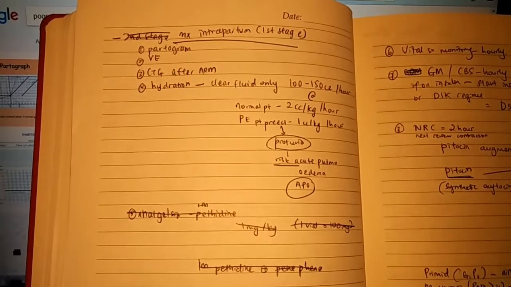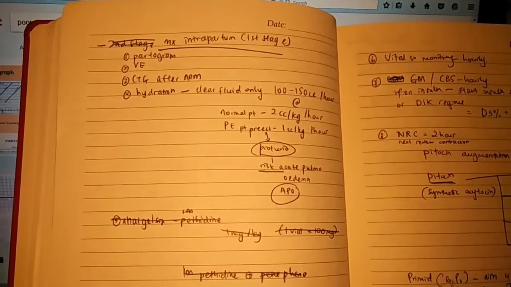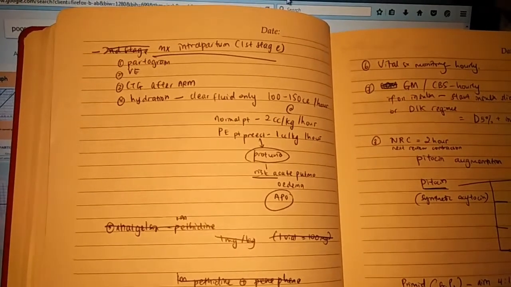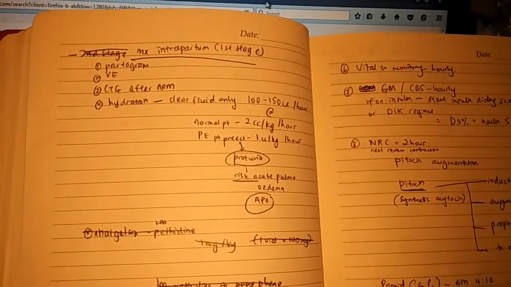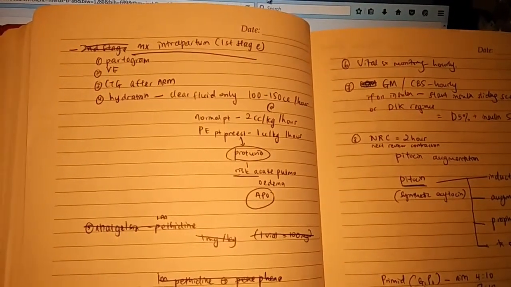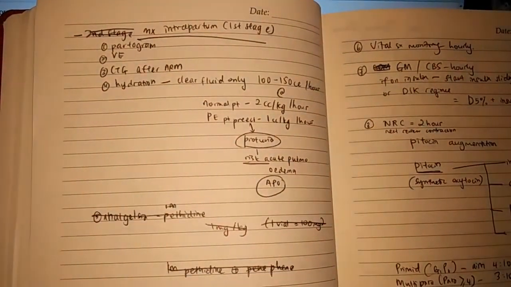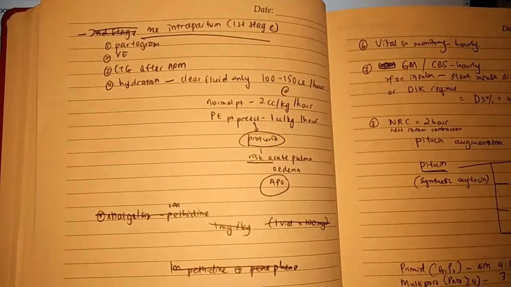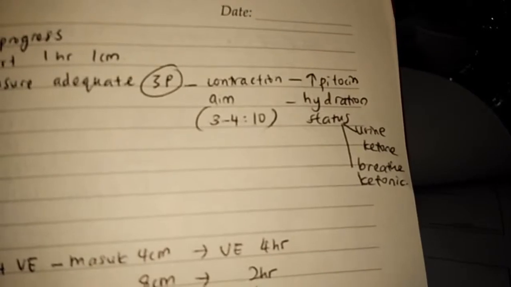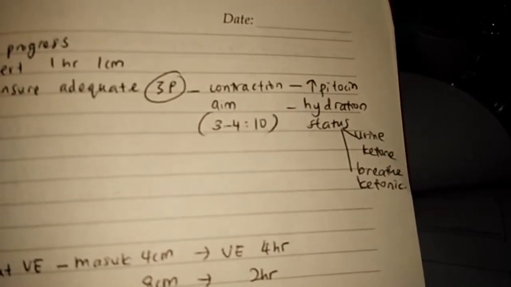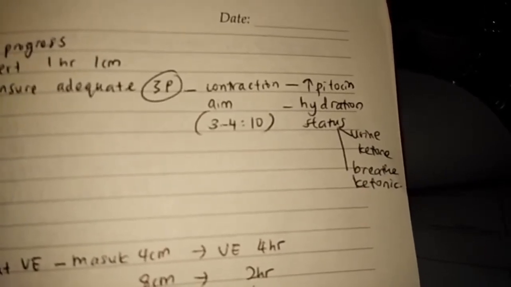Number 4, hydration. Allow clear fluid only, 100 to 150 cc per hour. Normal patient, 2 cc per kg per hour. However, for PE patient, preeclampsia, 1 cc per kg per hour. This is because the PE patient has proteinuria, and there is also risk of acute pulmonary edema, APO. To assess hydration status, we look at the urine ketone, and you can smell the ketonic breath.